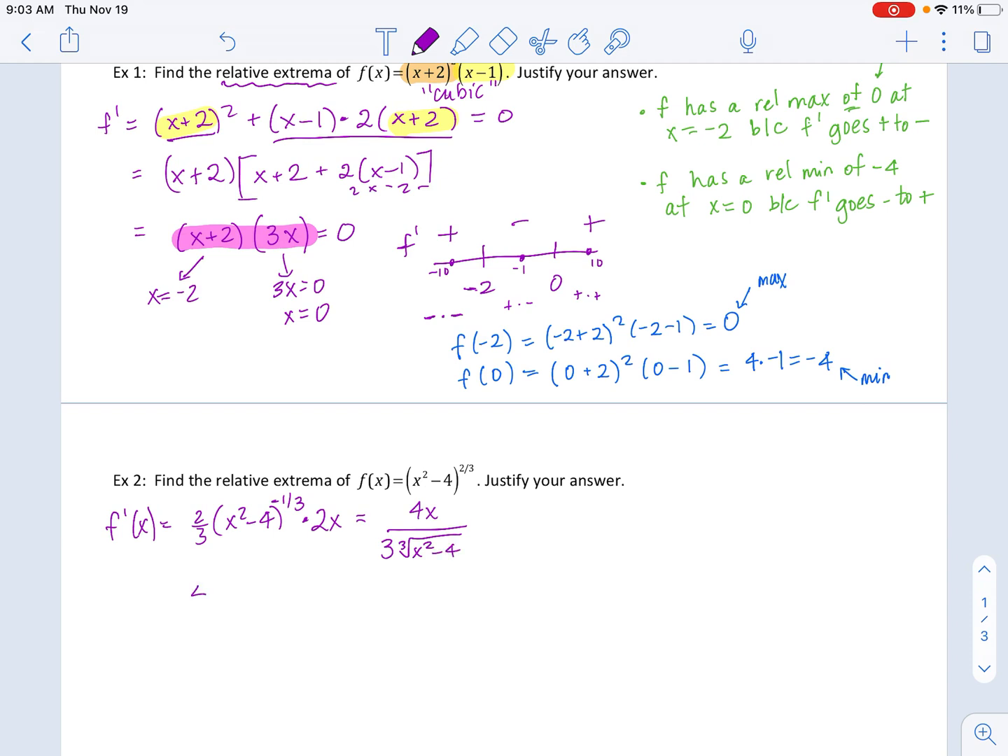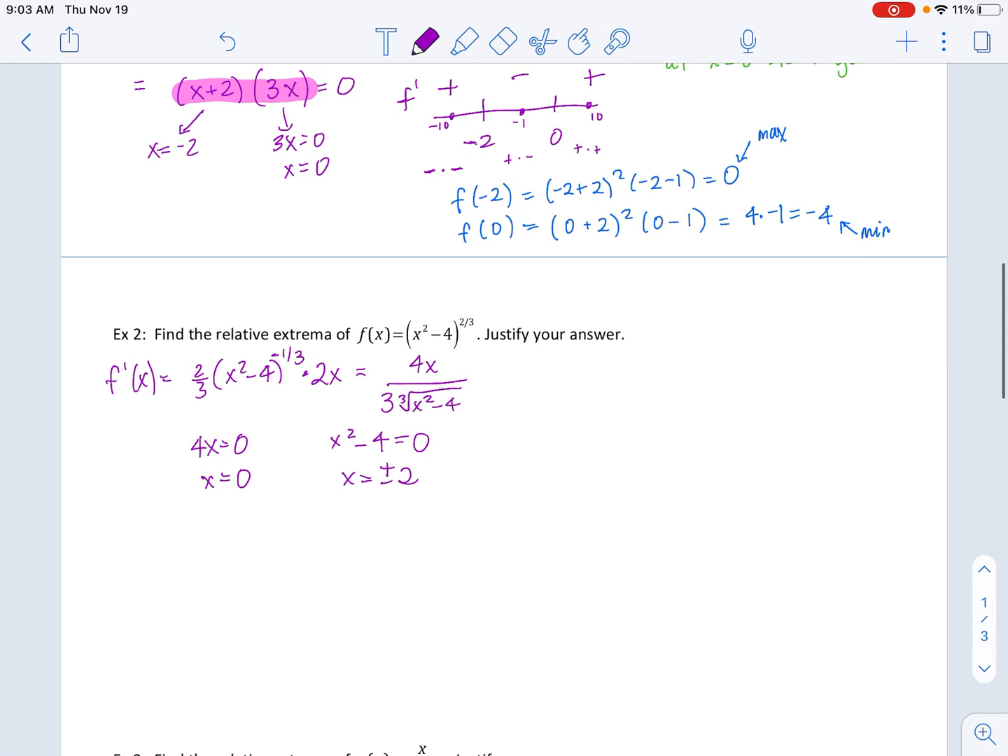So now I'm going to set the top equal to 0 to get one set of critical numbers, and then I'm going to set what's being raised to that power equal to 0 in the denominator. x equals 0 here, x is plus or minus 2 here. That's a lot of critical numbers, so let's put them on a sign chart, and f prime, giving us signs.